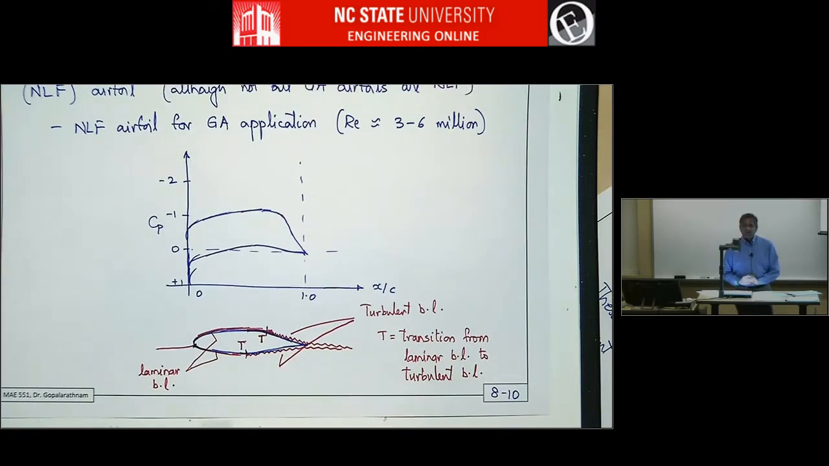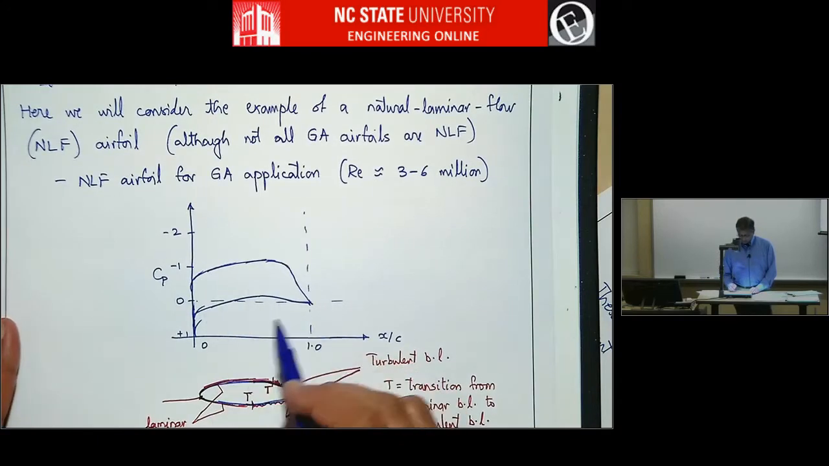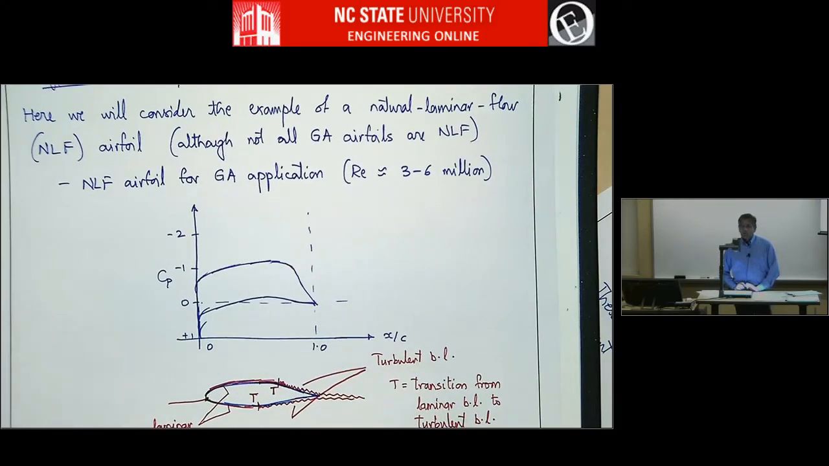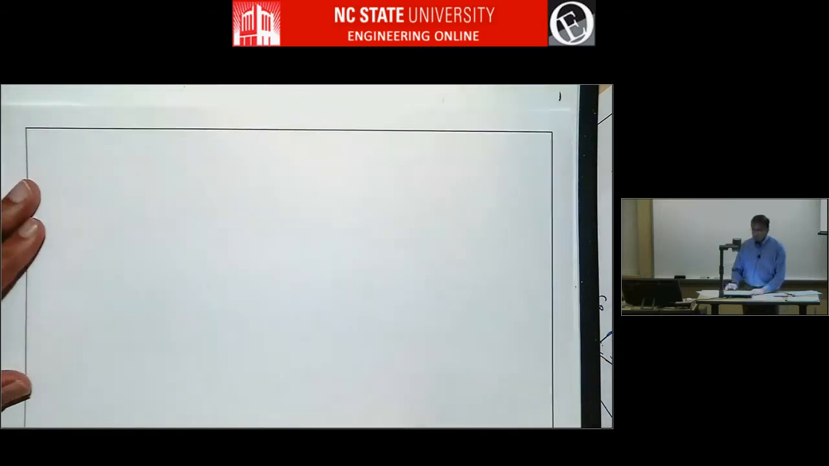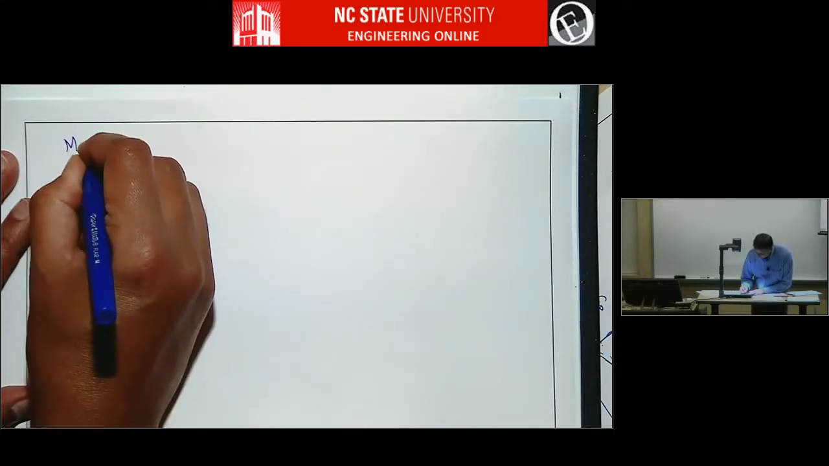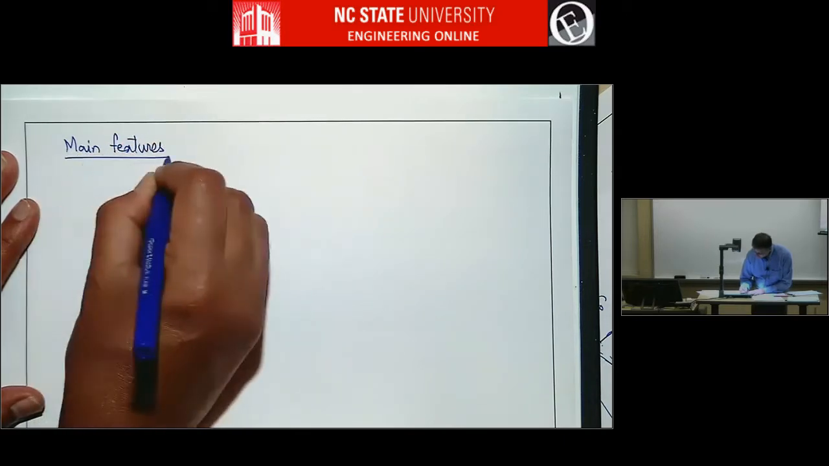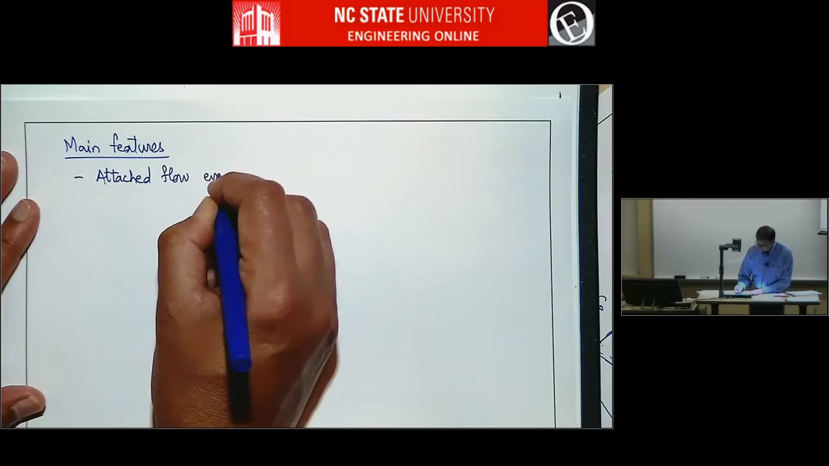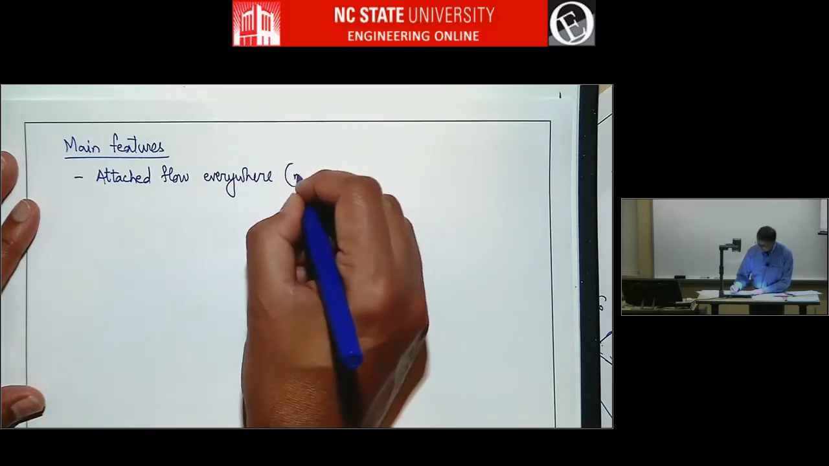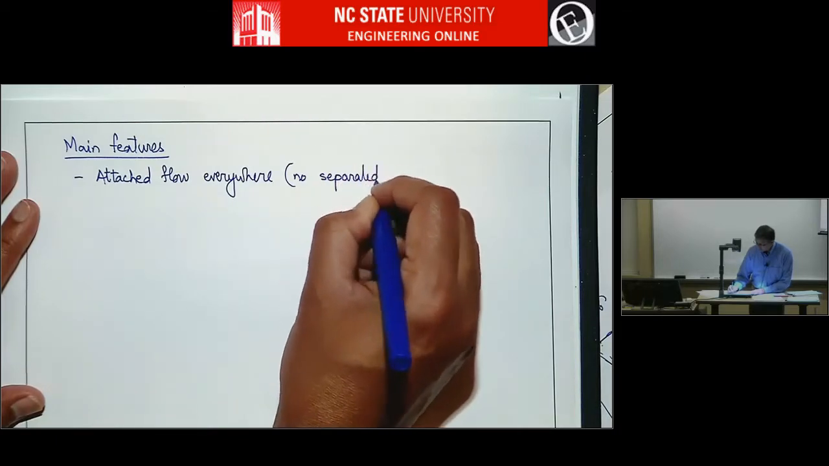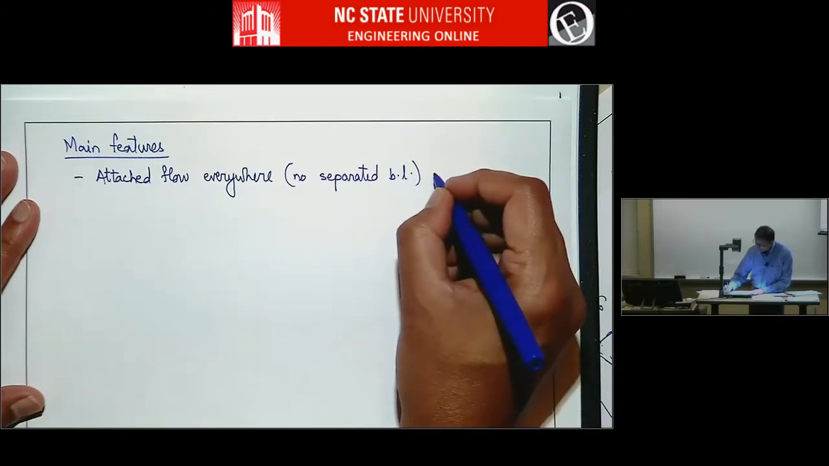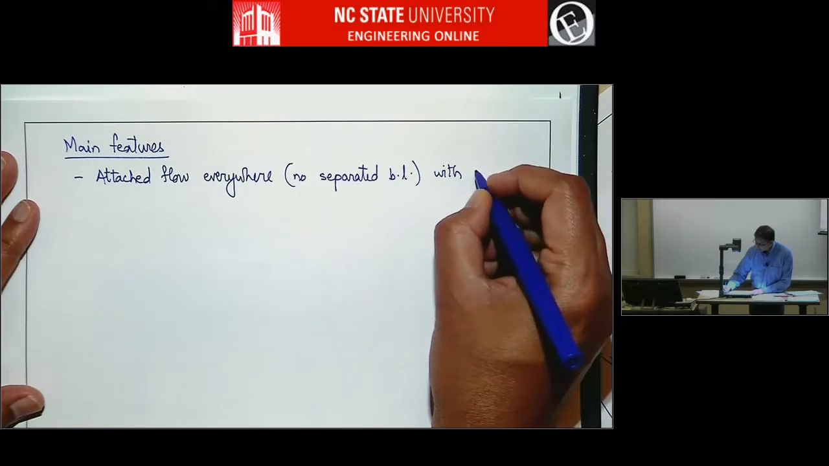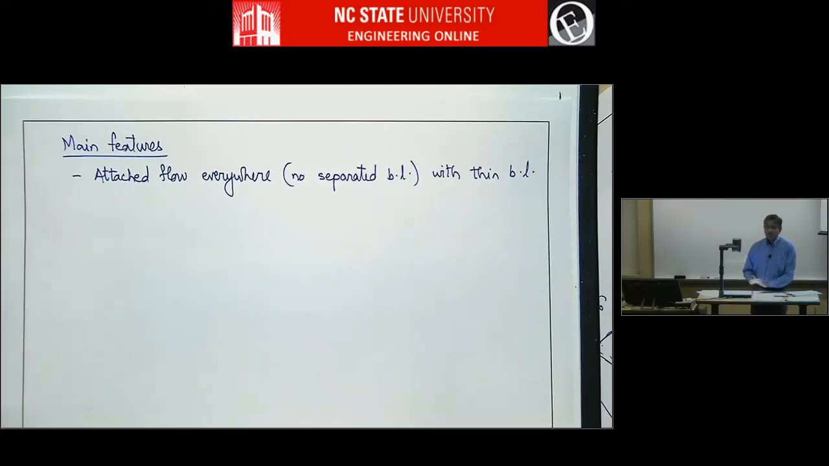And this is a very typical CP distribution and boundary layer development for a natural laminar flow airfoil at a low angle of attack. So let's summarize the main features. So first, there is attached flow everywhere, which means when I say attached flow, there is no separated boundary layer. And not only is the flow attached, but the boundary layers are usually very thin. So the boundary layers are thin.